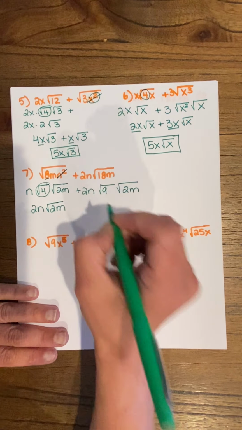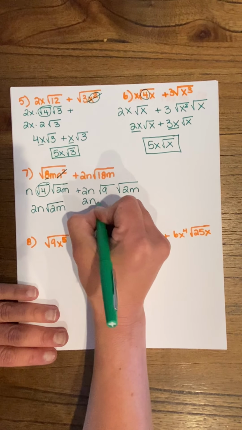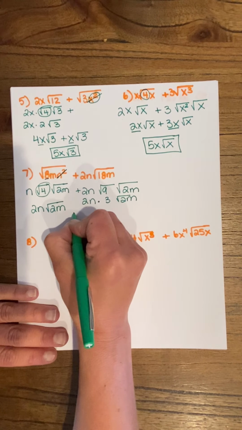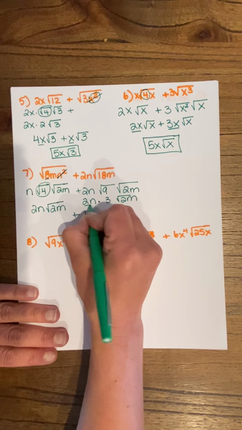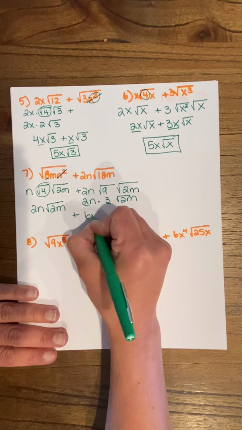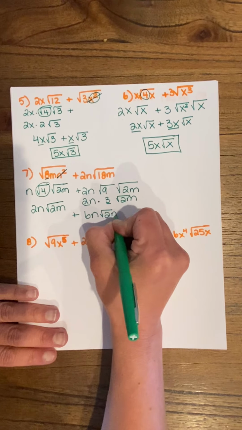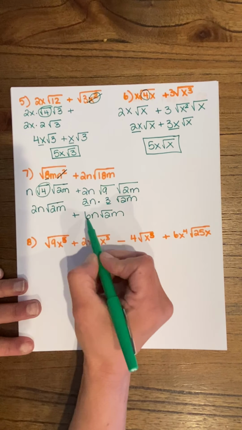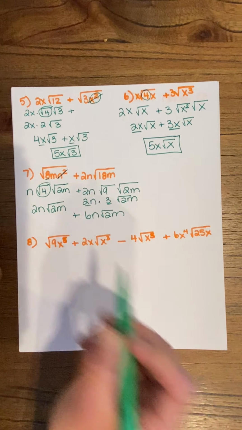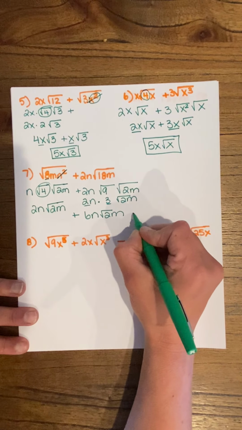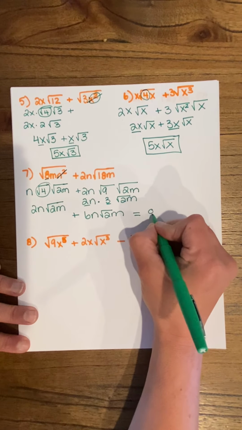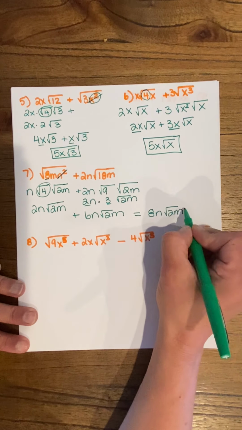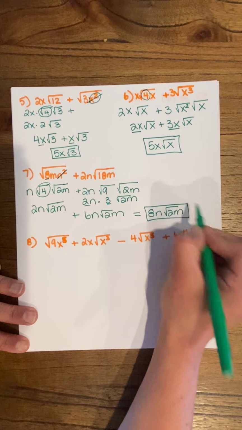Square root of 9 is 3. So I have 2n times 3, rad 2m. When I combine that, I can multiply the 2 and the 3 to get 6n rad 2m. Okay, so now I have 2n with a rad 2m and 6n with a rad 2m. That's great. I can add the numbers in front to get 8n rad 2m.